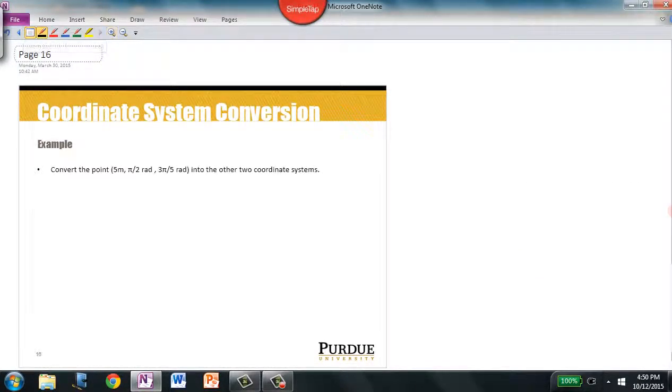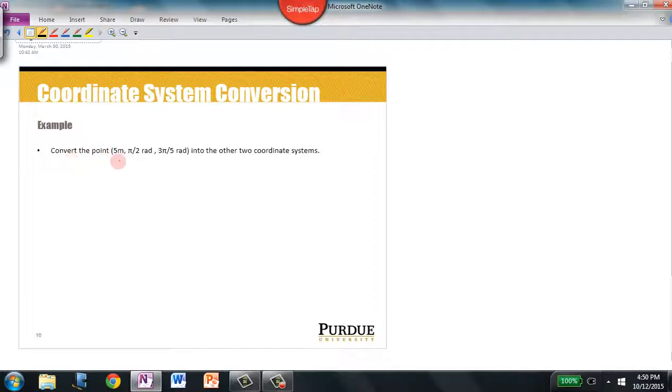And here we've got a second example, convert the point 5, pi over 2, 3 pi over 5 to the other coordinate systems. So I noticed that that's a distance, that's an angle, that's an angle. That means this is a spherical point. And I'm going to give you the answers. I encourage you to do this conversion on your own. The Cartesian answer is x equals -1.55, y is equal to 4.76, and z is equal to 0.